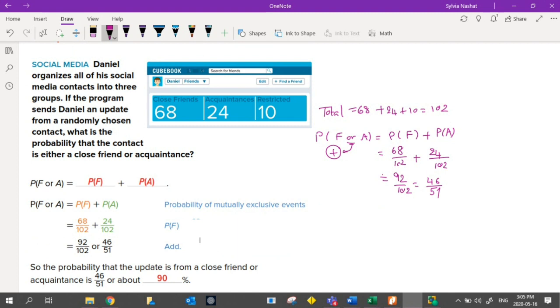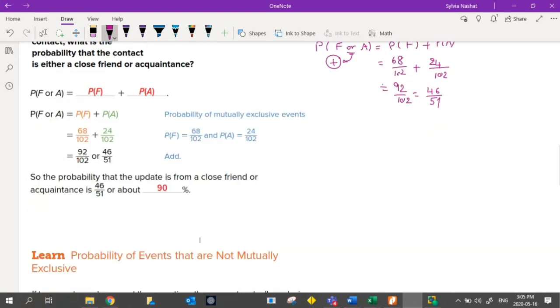Okay, so the probability can be written as a fraction. It can also be written as a percentage or a decimal. So if we make it a percentage, it will be 90%.